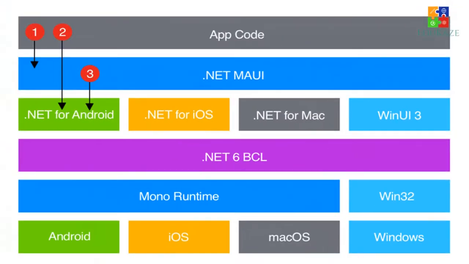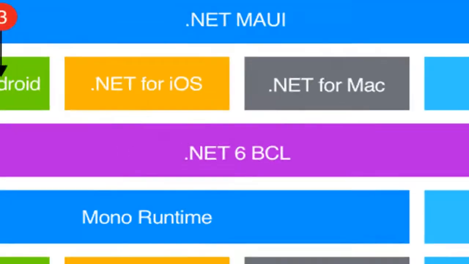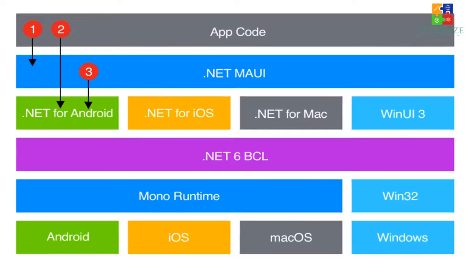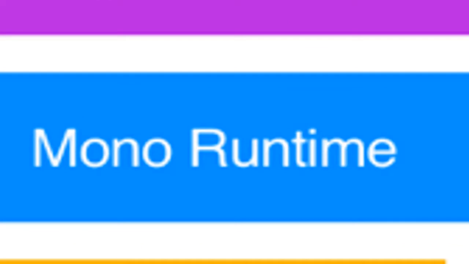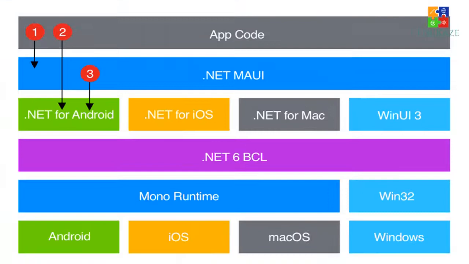These frameworks all have access to the same .NET 6 base class library, or BCL. This library abstracts the details of the underlying platform away from your code. The BCL depends on the .NET runtime to provide the execution environment for your code. For Android, iOS, and macOS, the environment is implemented by Mono, an implementation of the .NET runtime. On Windows, Win32 provides the execution environment, while the BCL enables apps running on different platforms to share common business logic.